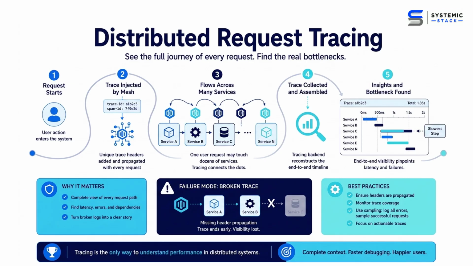In a technical interview, you need to point out a crucial failure mode: header propagation. While the mesh does the heavy lifting, the application code still has to pass those headers from the incoming request to any outgoing calls. If a developer forgets to do this, the trace is broken and you lose visibility. This is a common pitfall that proves that even with a mesh, you still need a baseline of cooperation from the application.